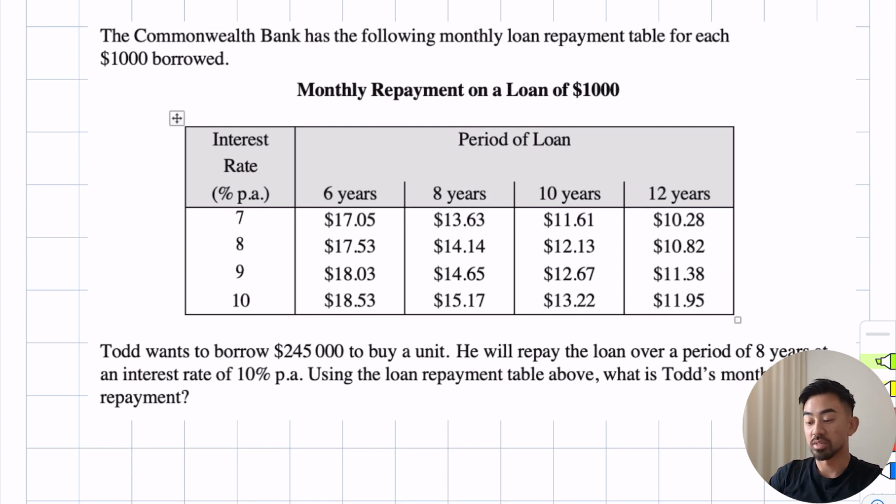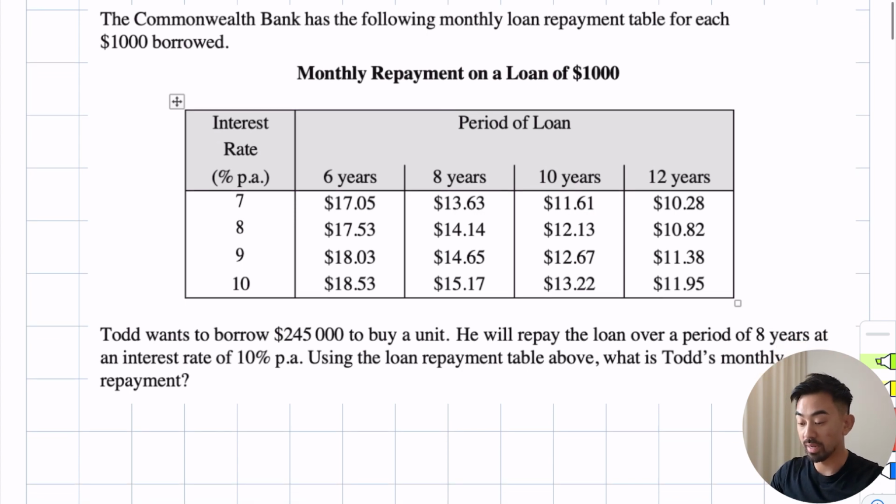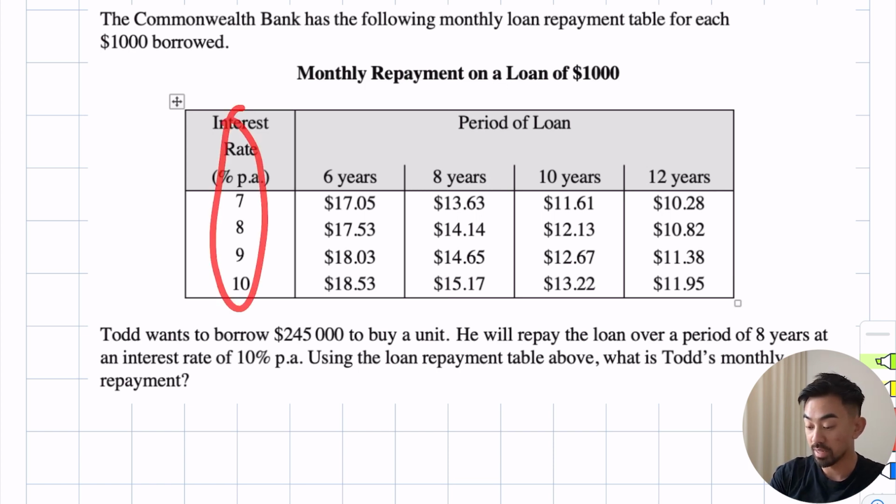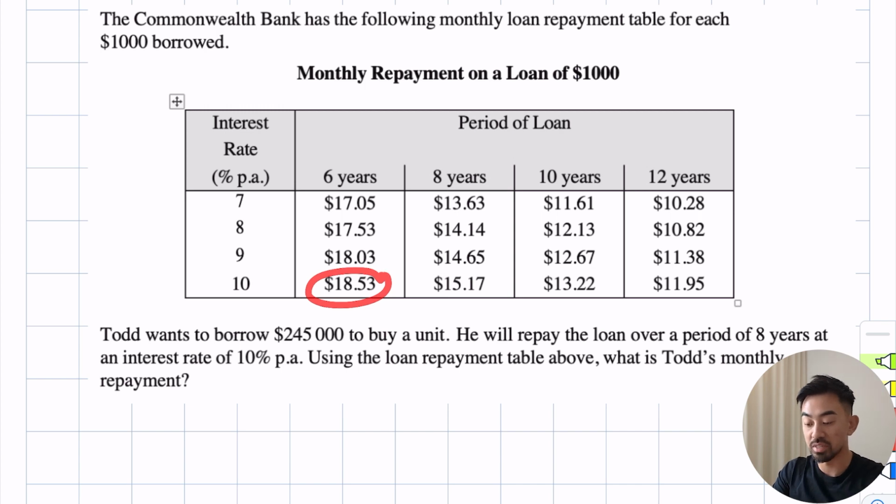Now, as we go through this lesson, I'm not going to focus too much on a specific type of question and its variations, because the truth is the skill comes in reading the table and being able to interpret exactly what the question wants. So having a look at this question here, it says the Commonwealth Bank has the following monthly loan repayment tables for each $1,000 borrowed. So, for example, you can see here these are the interest rates and these are the time periods. So as an example, because it's for every $1,000, let's say we're borrowing $1,000 for 6 years at 10% interest, we would need to pay back $18.53 per month for 6 years in order to repay that loan.